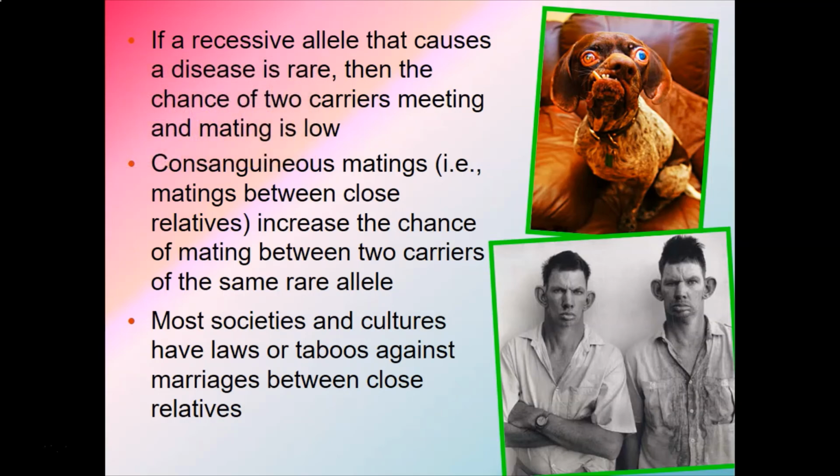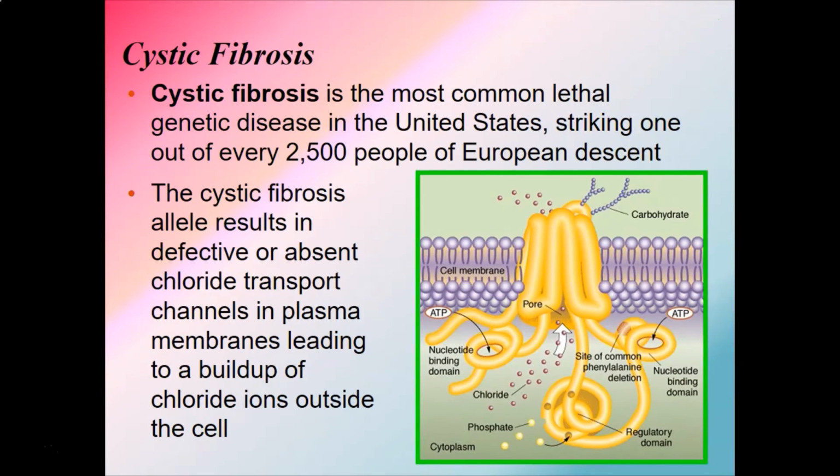All right, let's take a look at another one here. Cystic fibrosis. This one is the most common lethal genetic disease in the U.S., striking 1 out of every 2,500 people of European descent, or basically Caucasians in our country. It's pretty crazy how this one works. The cystic fibrosis allele results in defective or absent chloride transport channels in the plasma membranes, leading to the buildup of chloride ions outside of the cell.